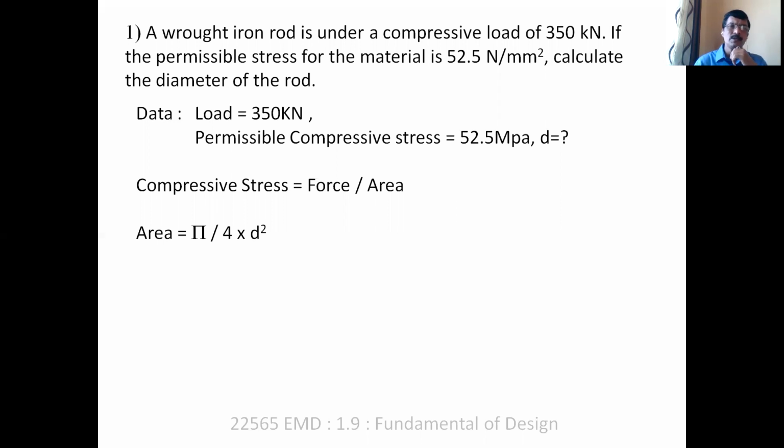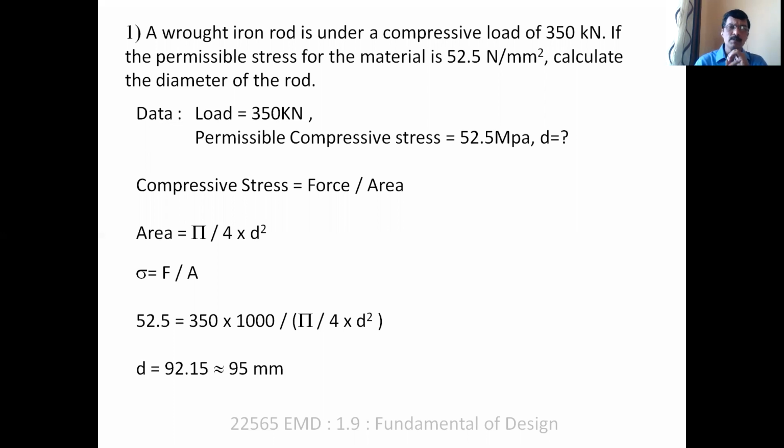As far as area is concerned, for a circular cross section, pi by 4 d square is the area. Sigma indicates stress, equal to force divided by area, which is the same formula as that of tensile stress. Now let us put all the values in our equation. There is a stress of 52.5 megapascal, there is a 350 kilonewton load, so 350 multiplied by 1000 divided by pi by 4 d square. That d we have to find.